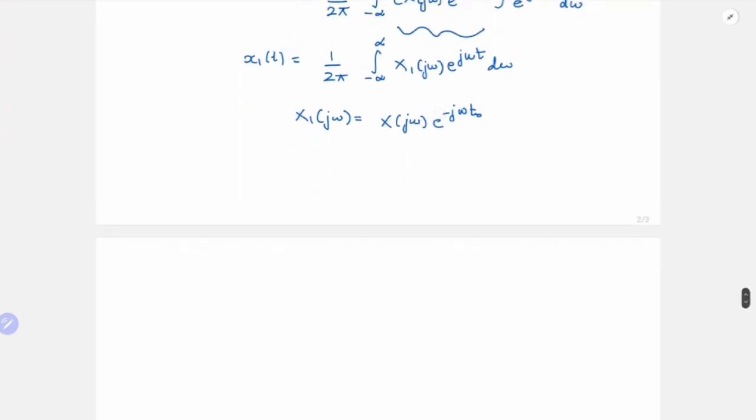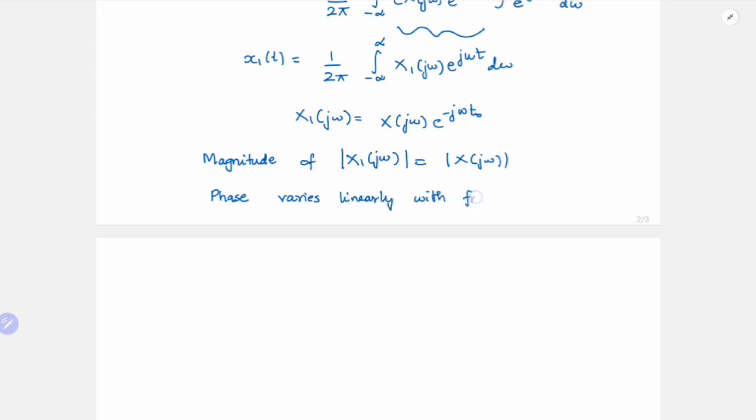So what is the observation here? Magnitude of x1 of j omega is equal to magnitude of x of j omega, right? When we do the time shift, the magnitude doesn't change, only the phase is affected. And how is the phase affected? It is affected by a factor of omega t naught. So it varies with frequency. The phase itself is varying with frequency. And how is it varying? It is varying linearly. So phase varies linearly with frequency. Okay.